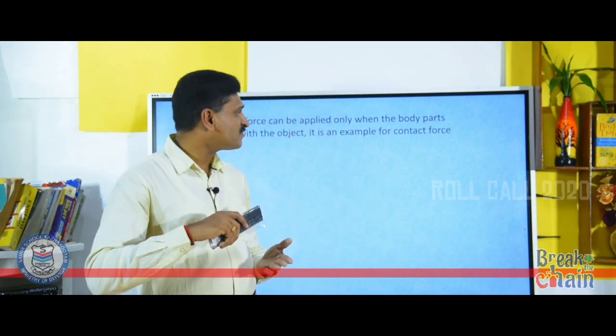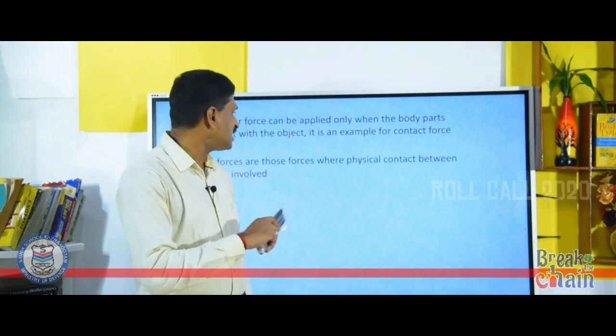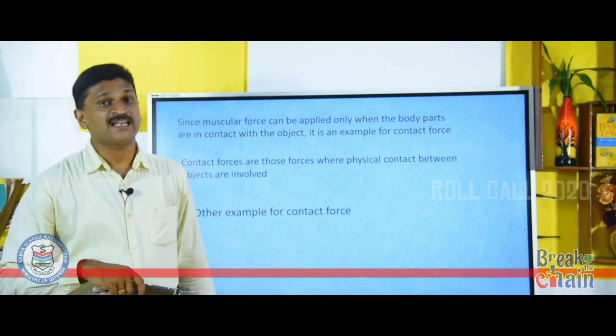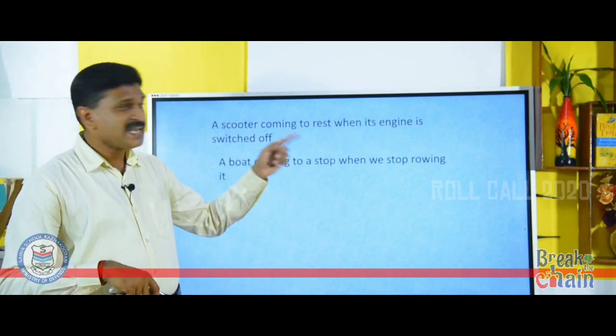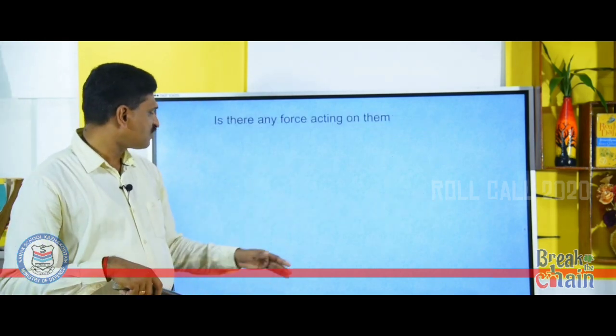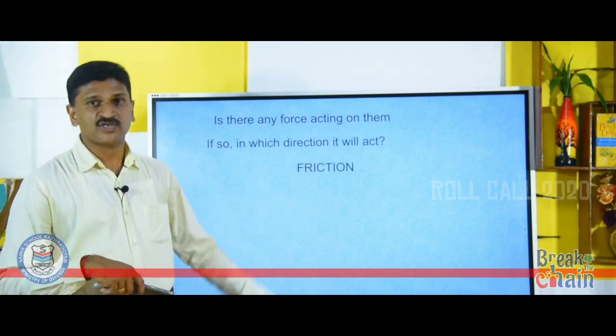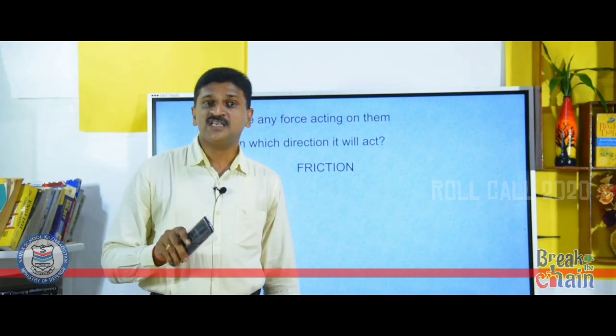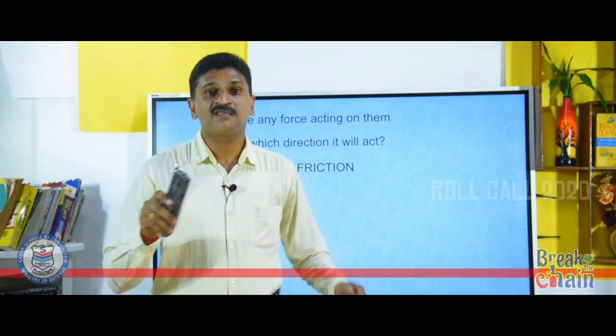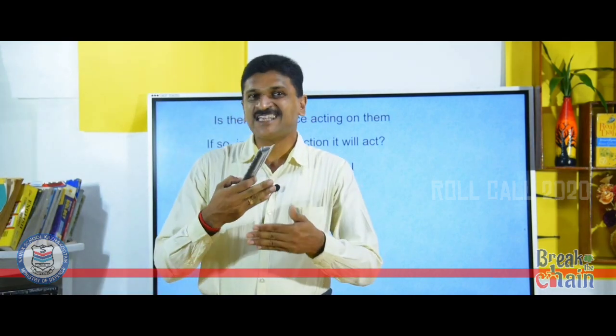We will give the answer for the first thing. Definitely there is a force acting on it, and that force will be in a direction opposite to the direction of motion of the object. This force we call friction. So, friction is a force which opposes the relative motion between two objects in contact or two surfaces in contact.